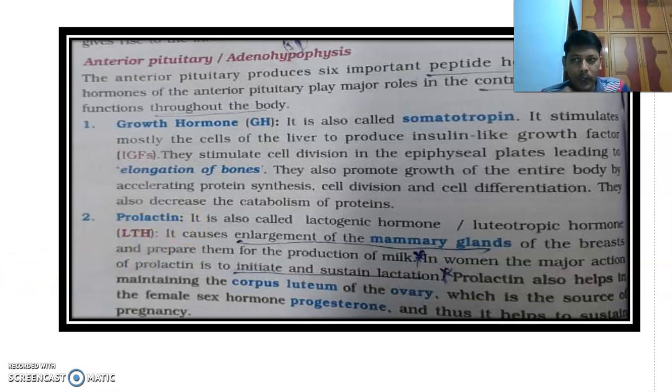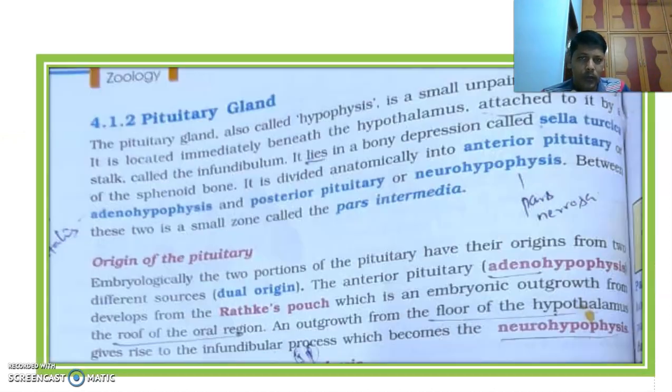Up to now, in the first part, we learned about the pituitary gland: what it is also called, which part it is attached to, what we call the stalk of the pituitary gland, what the size of the pituitary gland is, whether it is paired or unpaired, in which bony depression of which bone it is present, what its two anatomical divisions are, and what the embryological origin of those divisions is.